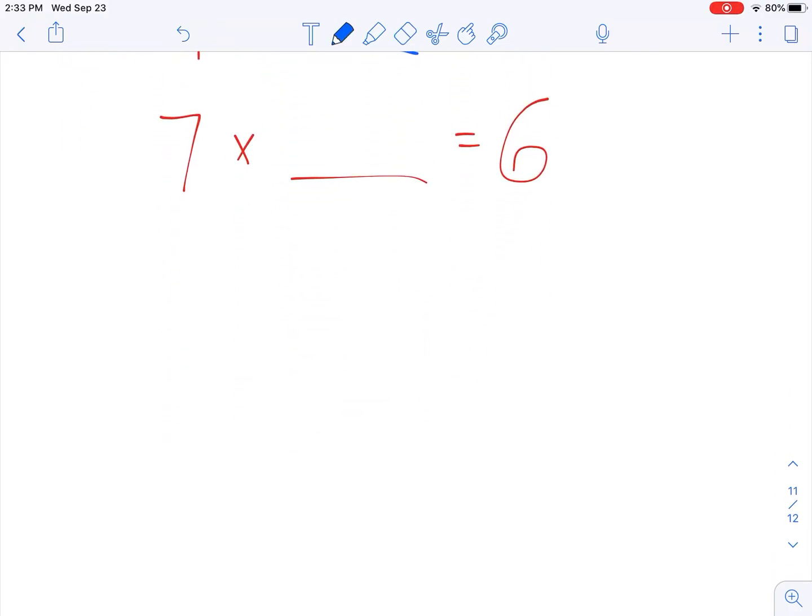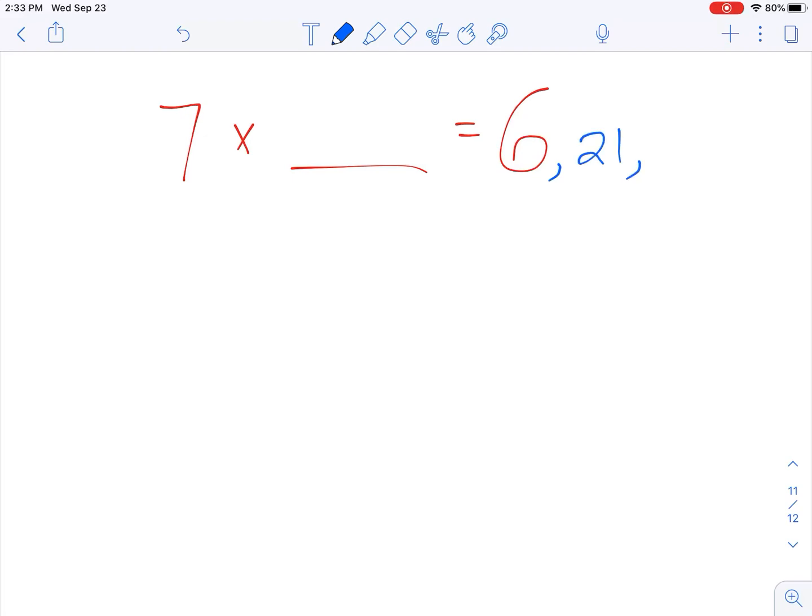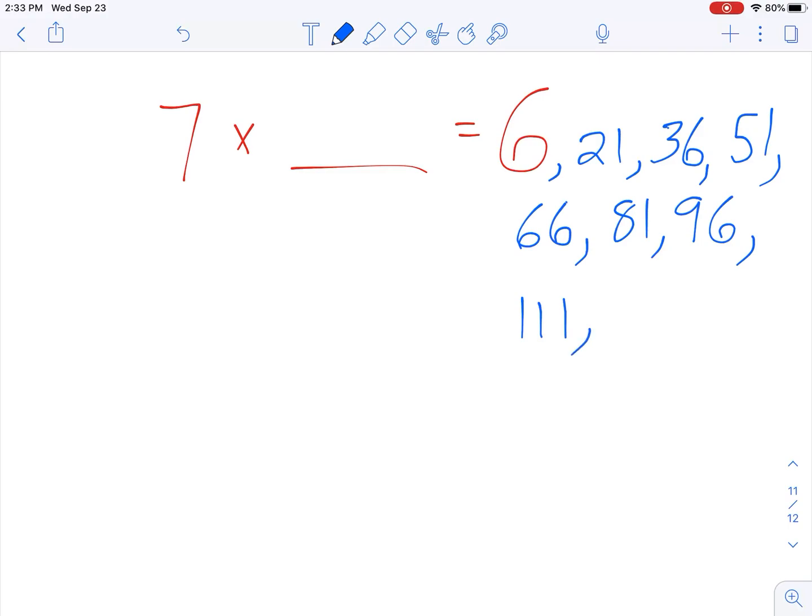All right, we are still in Z15, so we are going to rename 6. So it could be a 21, it could be a 36, it could be a 51, a 66, an 81, a 96, 111. How far do I need to go? Well, the biggest number that could go here is 14. So 14 times 7. So I only need to go up to 98. Okay, cool, I'm done. So now I'm going to look.